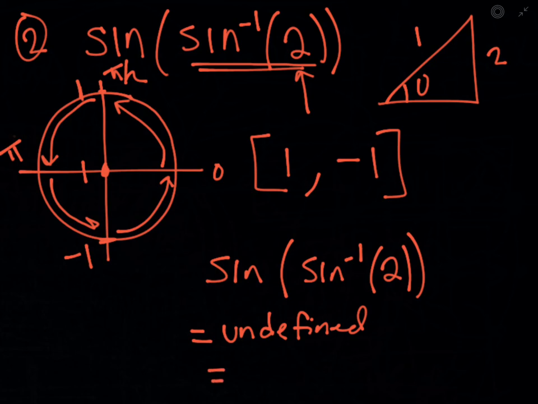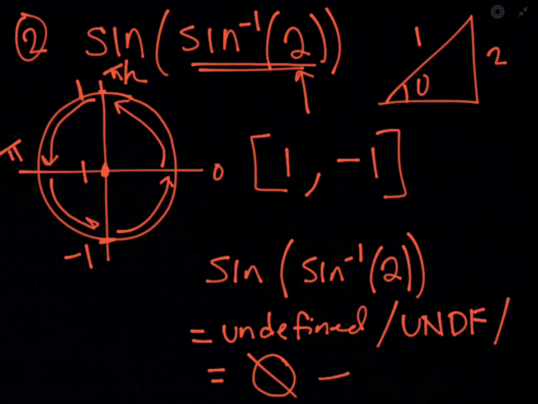Or the way I was taught is you can say UDF, or UDF to shorten that. Or how I was taught is just an empty set, which is a 0 with a line through it. So there are no solutions. Is kind of the way that gets read. No solutions.